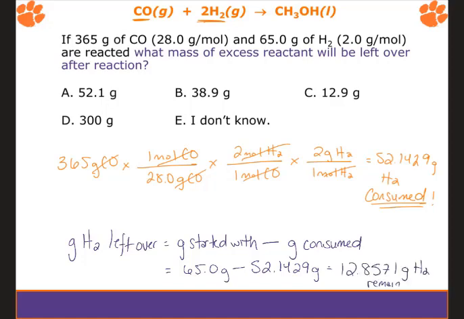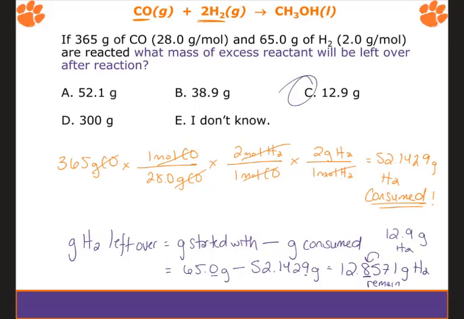So I get about 12.8571 grams of hydrogen gas remaining. If I do look at my sig figs, or in this case decimal places, I have 1 place here, 4 places here, so I'm going to round this to 1 decimal place. So that's going to be roughly 12.9 grams of H2 remain, which is letter C.